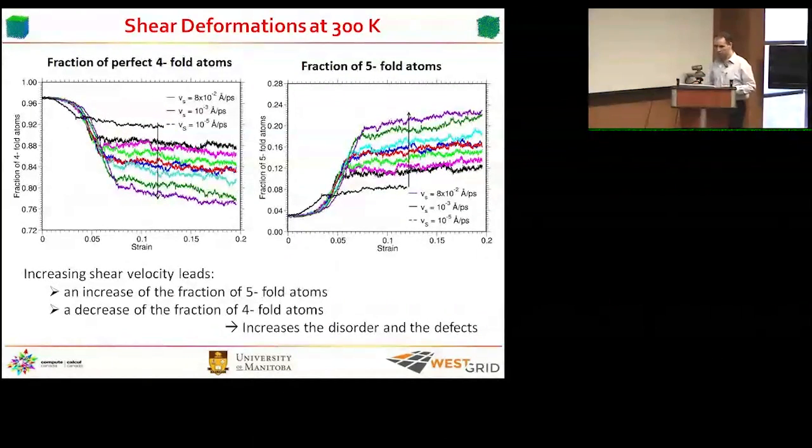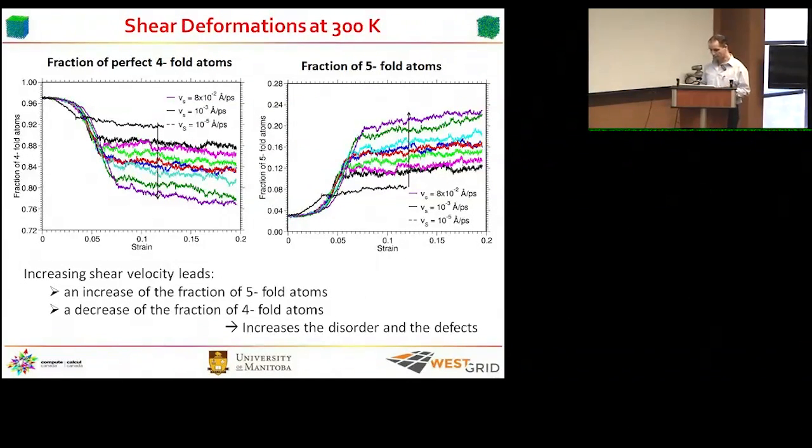Now, the goal of this project is to characterize the defects under external deformation. So, for amorphous silicon, without applying shear deformation, most of the atoms have a coordination number equal to 4. We have something like 97 or 98% of the atoms with coordination number 4, and a very low amount with coordination 5.